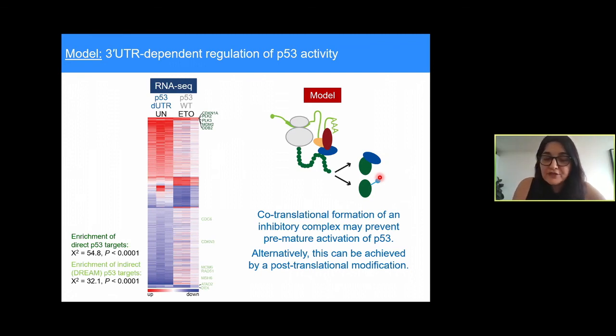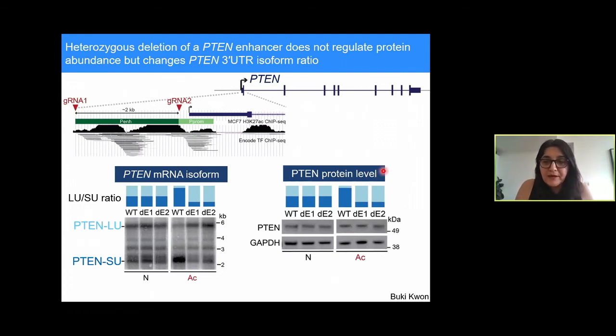So then I want to show you another example of how we can manipulate 3' UTRs at the endogenous locus. We actually found this a little bit by chance. We were studying P10 in a different project, and in this other project, we deleted a promoter proximal enhancer that is located upstream of the transcription start site. And then we did a northern blot to see how mRNA levels are affected.